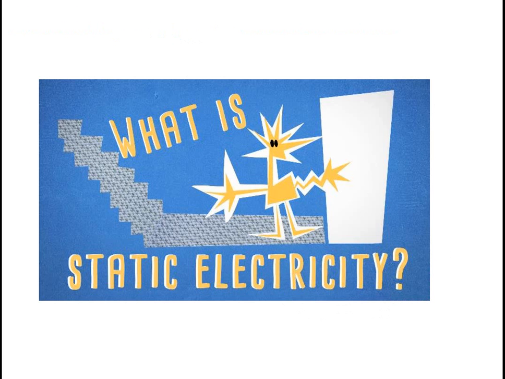First, let's talk static electricity. Static electricity often happens when you rub things together. Have you ever walked across a rug or carpet and felt a slight tingling sensation, then touched something metal like a doorknob or a faucet and felt a sharp pain in your hand or even seen a spark? That's an example of an electrical charge.